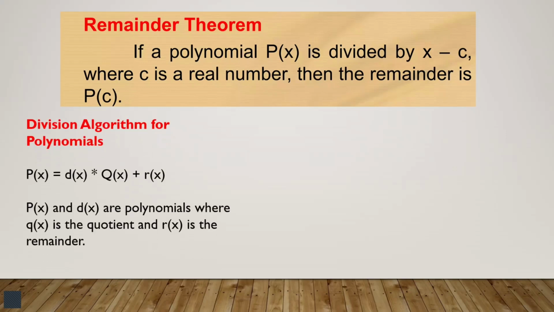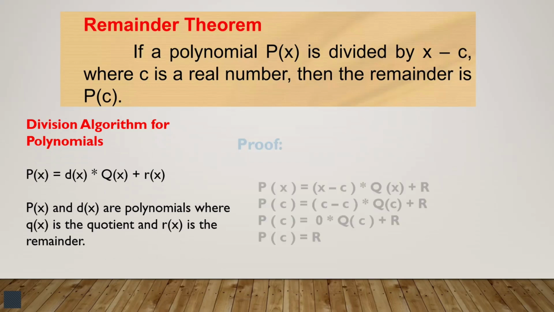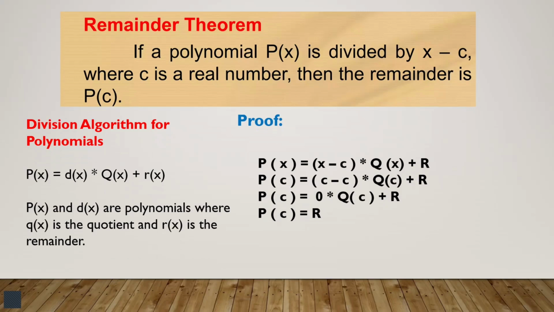P of x is equal to d of x times q of x plus r of x. That is according to the division algorithm for polynomials. P of x and d of x are polynomials, where q of x is the quotient and r of x is the remainder. So, based on that, here's the proof of the remainder theorem.